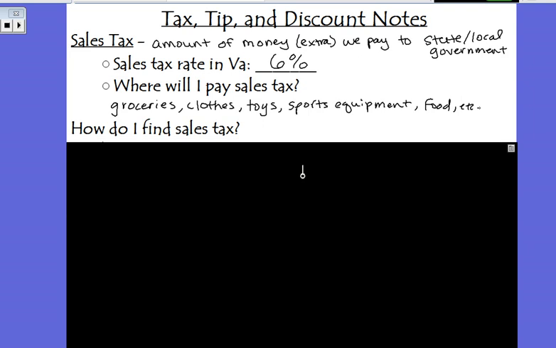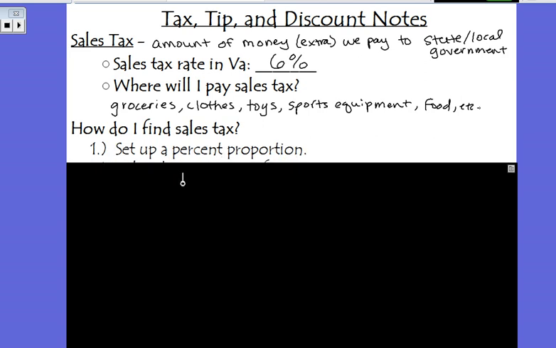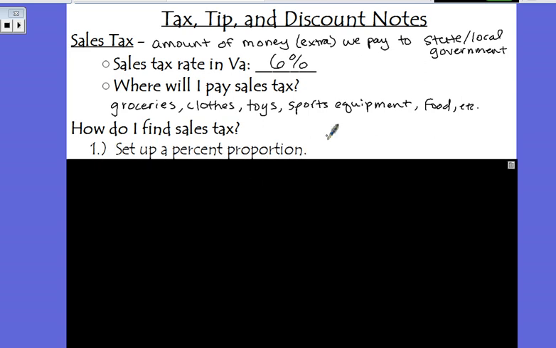Let's talk about how we're going to find sales tax now. So that's where you're going to pay it. Let's talk about how you find it so you have an accurate understanding of how much money you would need when you're going out to purchase something. First thing we're always going to do is set up a percent proportion, and this is something we need to have memorized. So remember, percent proportion is percent over 100 equals is over of. You could also call it percent over 100 equals part over total.